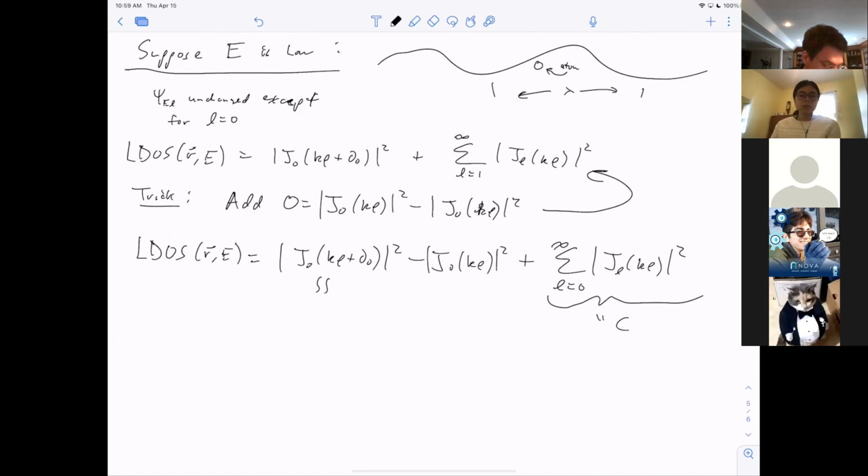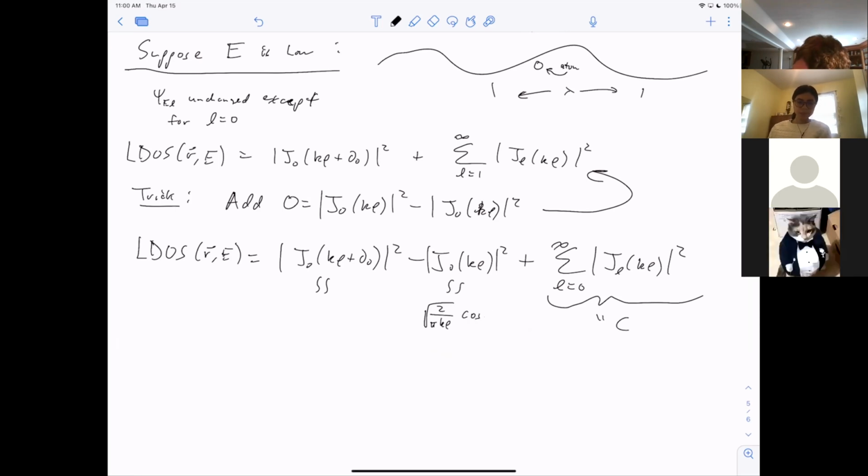Now these guys, it turns out that in 2 dimensions, the Bessel function, if you go away from the origin, has a very simple functional form, and the J naught Bessel function is equal to the square root of 2 over pi k rho times cosine of k rho minus pi over 4. So that's just an expression. That's what a Bessel function looks like.